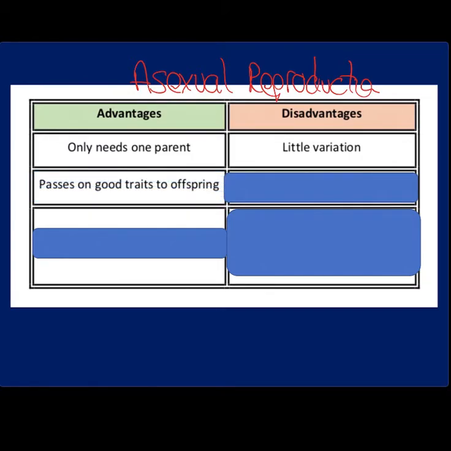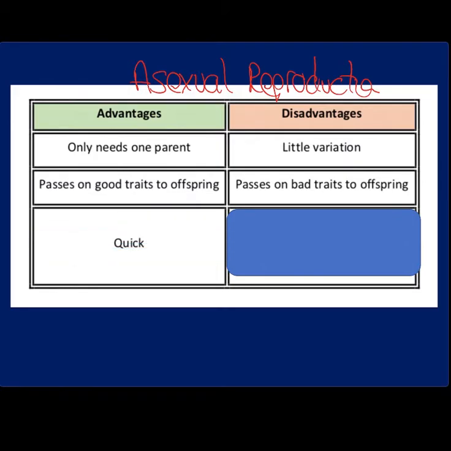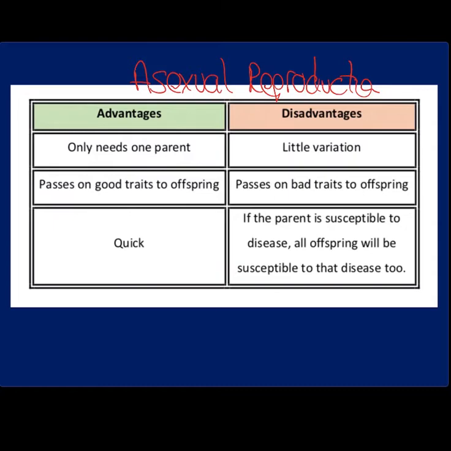One of the advantages is if the parent has good traits, you're passing them on to the offspring. You're not having to worry about what the other parent is going to bring to the mix, because it's just 1 parent's genes. The alternative is if that parent has bad genes, they are going to be passed on to their offspring. It is a really, really quick process. You don't need pollinators, you don't need to form fruit, you don't need to disperse your seeds. You just form a new individual. And a disadvantage, especially if you're a commercial grower of plants, is that if you pick a parent that is susceptible to a disease, now all your offspring are going to be susceptible to that disease too.